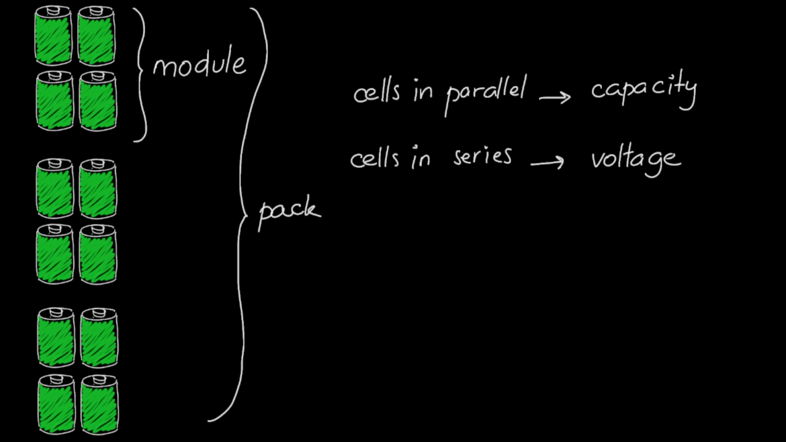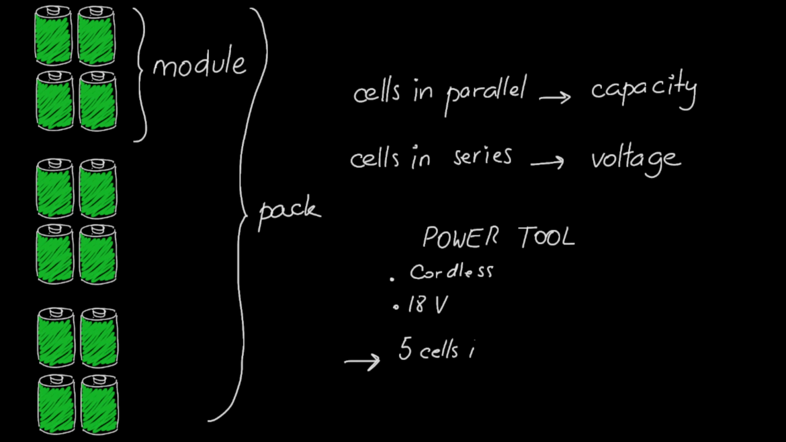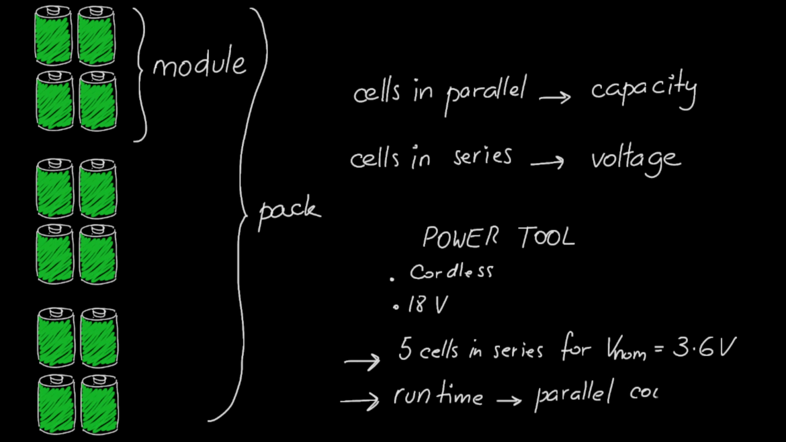Say, for example, that we want to power a cordless handheld power tool. For an 18-volt system, we will need 5 cells in series if the nominal voltage of the battery cell is 3.6 volts. At the same time, there will be an electric current demand that depends on the task that the power tool needs to perform. This, in turn, will determine the rate at which the battery will drain, and we need to design the battery so that it provides a reasonable runtime by connecting cells in parallel as needed.